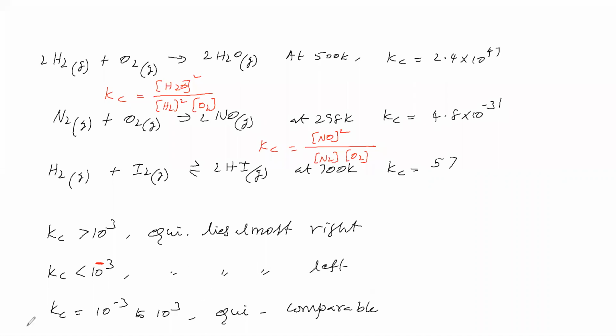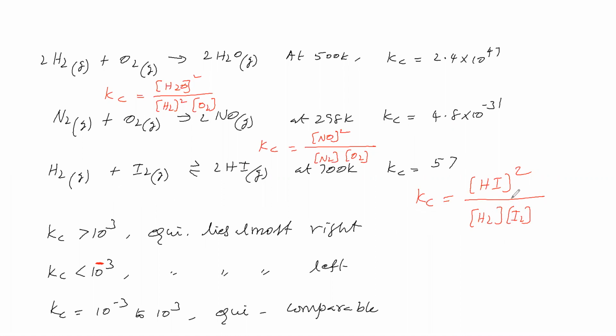Now, when the value is between 10 power minus 3 and 10 power plus 3, equilibrium contains left side and right side, both concentrations comparable. We cannot say something is negligible. For this, consider H2 plus I2 gives 2HI. The equilibrium constant Kc: the right side, HI, goes in the numerator, with coefficient 2 as the power. The left side, hydrogen and iodine, goes in the denominator.